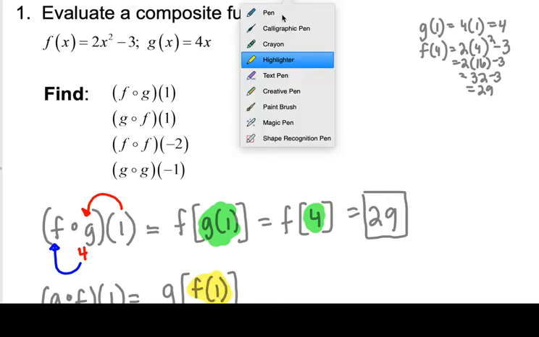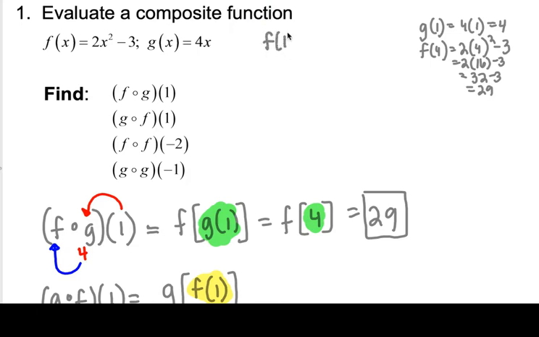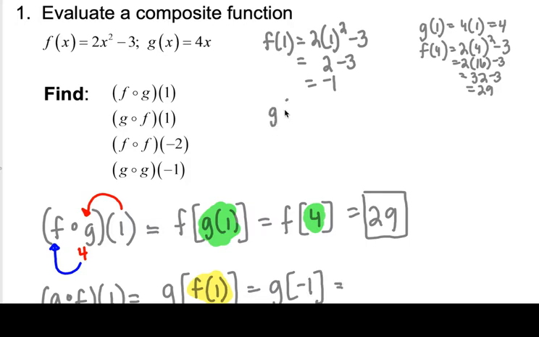So I'm going to come off to the side over here. I'm going to say, okay, what's f of 1? Well, f of 1 is going to go to the f function and put a 1 in place of x. So I have 2 times 1 squared, which is 2. 1 squared is 1. 1 times 2 is 2. Minus 3 is negative 1. So I'm going to rewrite this g of negative 1. Now I'm going to go over to the g function, and I'm going to put negative 1 in. So everywhere I see an x, I'm going to put negative 1 in its place, and I get negative 4.